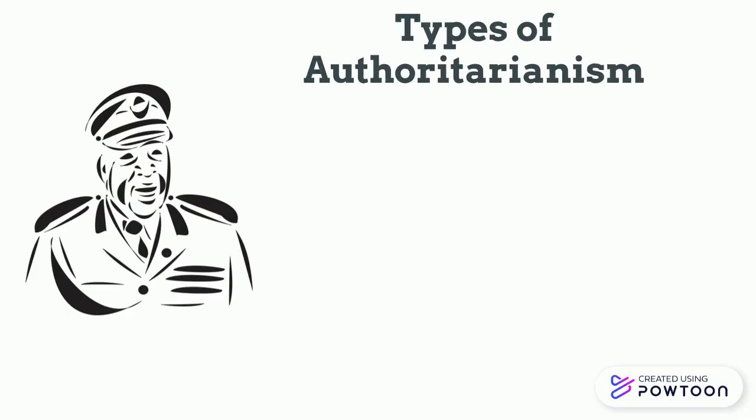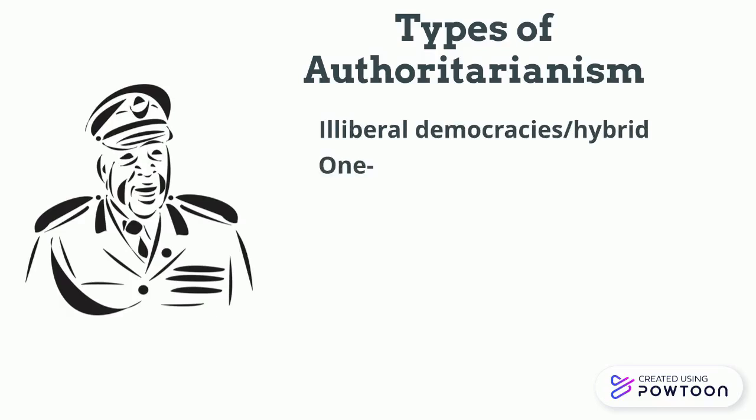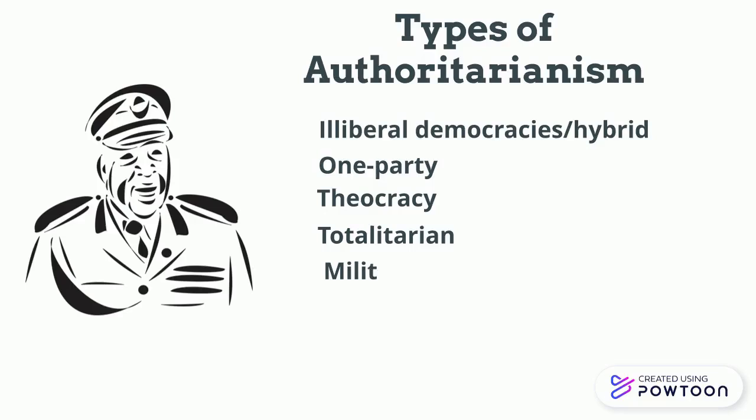Just as there are different flavors of democracy, we have different types of authoritarian regimes. The 5 main types are illiberal or hybrid regimes, meaning it might look like a democracy, but it actually has more authoritarian characteristics; one-party states that just have one political party; theocratic regimes ruled by religion; totalitarian regimes characterized by violent dictatorship; and military regimes where the armed forces are in charge of the government, often the result of a military coup.